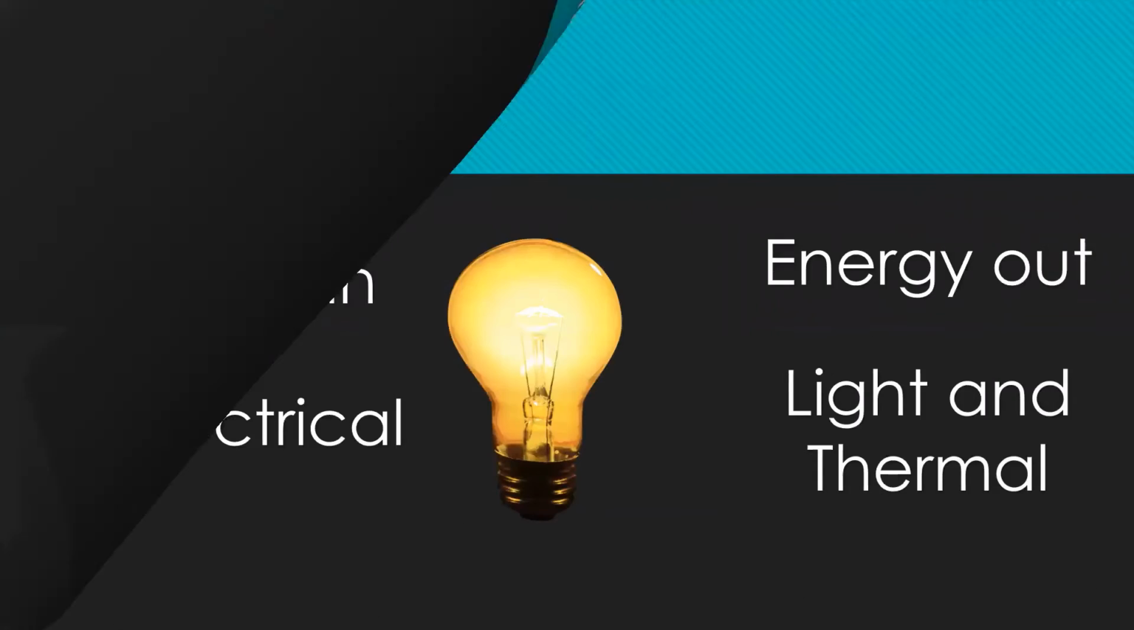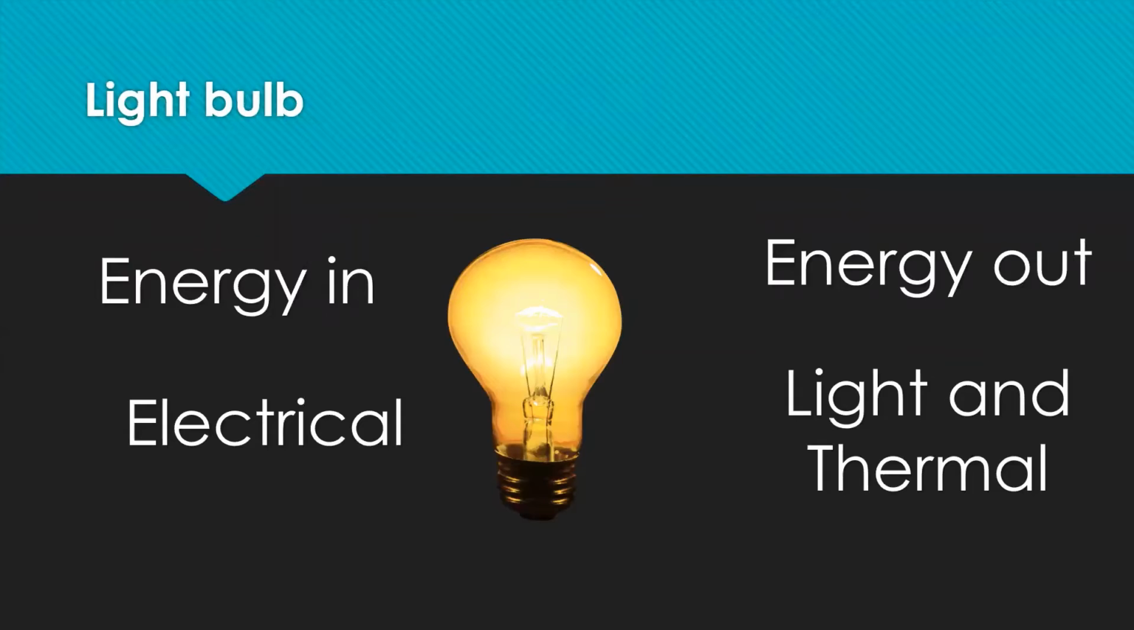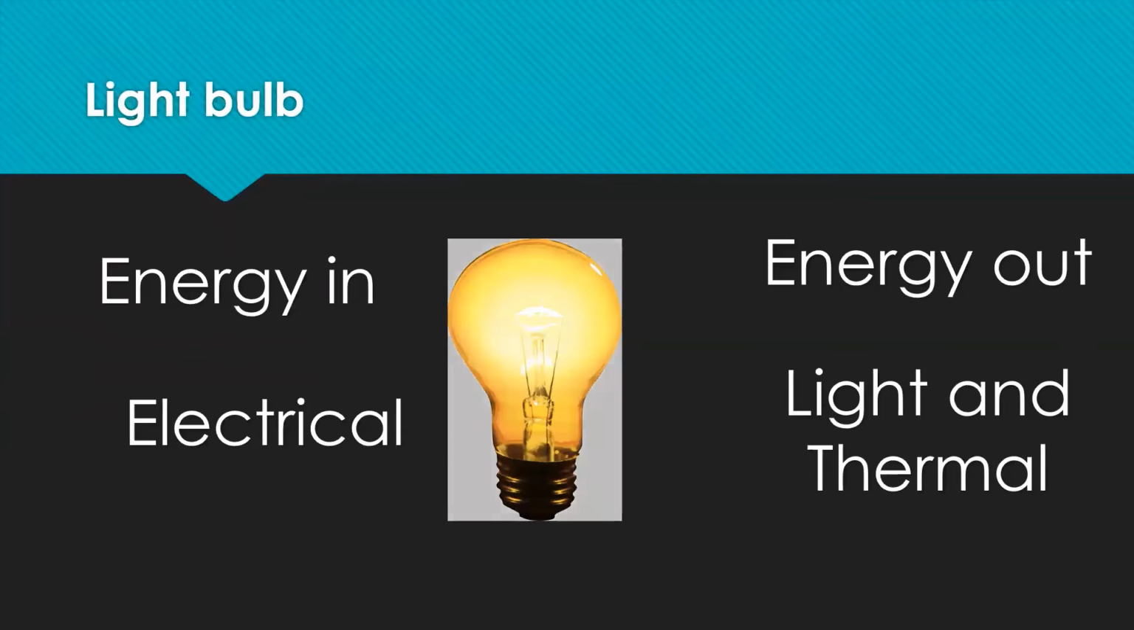So here I will be showing more examples. Light bulb: energy in is electrical, energy out is light and thermal. Meaning, the energy in comes electrical, but then after that light energy is produced and the bulb also gets heated. So you can also say heat energy, but in a way it is also called thermal energy.